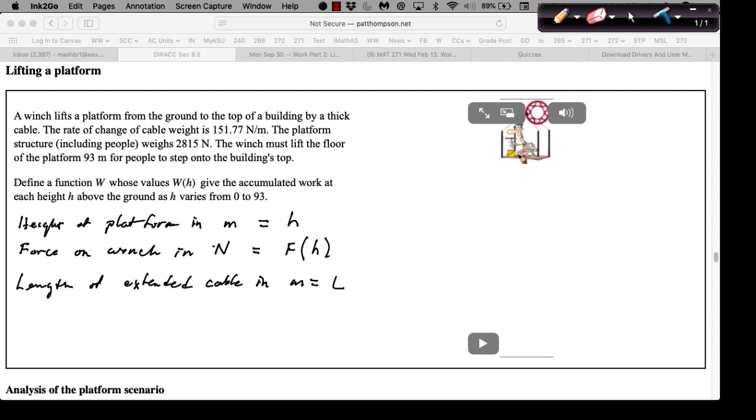So the platform. Okay. Eventually we're going to need weight. So rather than the mass, which is good, I'm just going to jump right to weight. So the weight of the platform. And what will that be in? Newtons. Is that constant or changing? That's a constant, right? So we could assign a letter to it, or we could just know what it is. What is it? Is that the 2815?